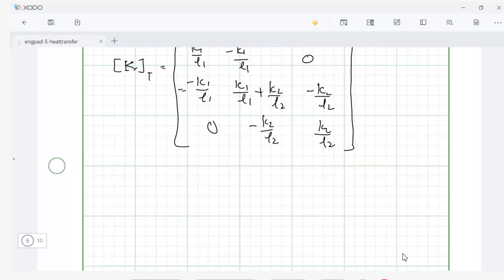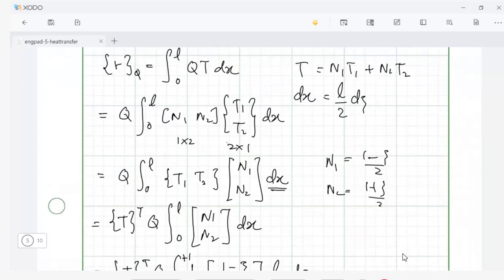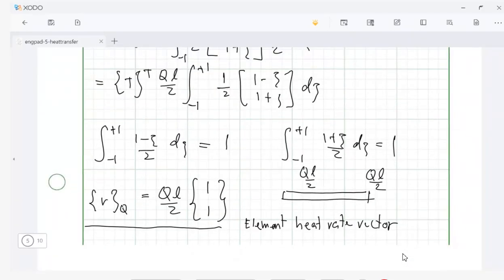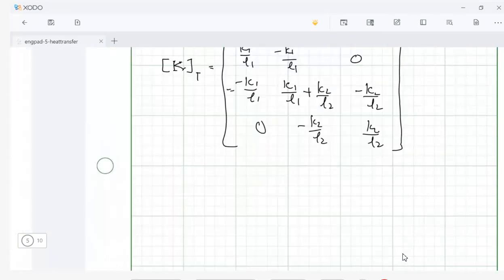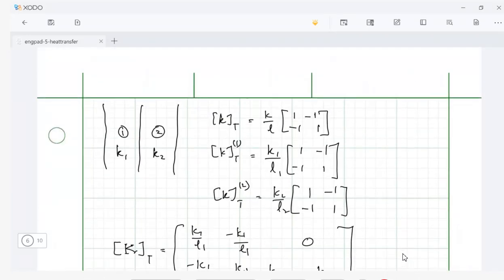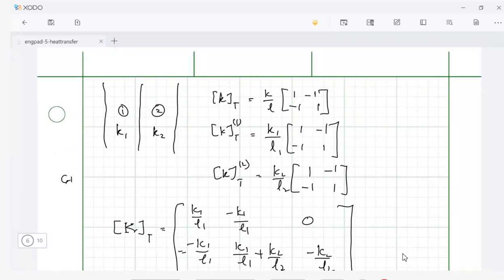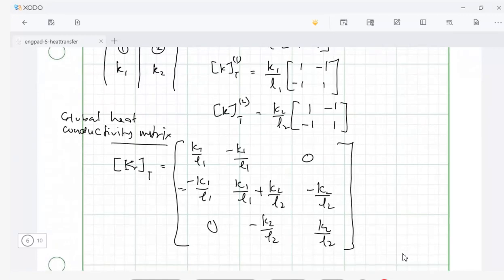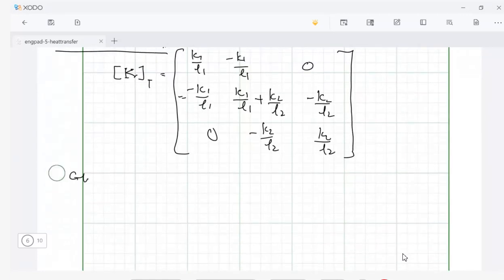Heat rate vector. So heat rate vector is this one. This one is for the element. So note Q is the same, and L1 and L2. So in this case, what you can see here is that this one is the global heat conductivity matrix. So now this is the global heat rate vector.